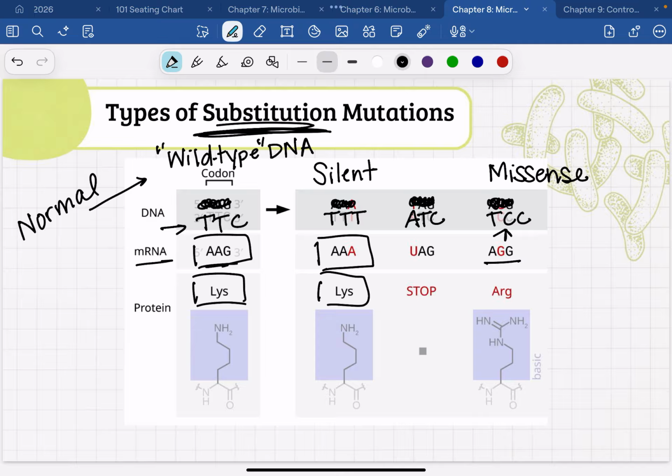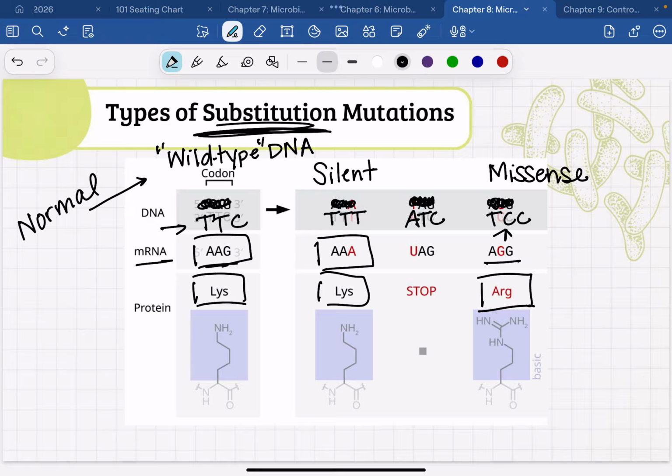And if you look up AGG on the genetic code, remember the genetic code is always meant for RNA, not DNA. So you're going to compare the RNA to the genetic code. If you look up AGG on the genetic code, it codes for the amino acid arginine. Arginine is different than lysine, right? That's a different amino acid. So the result of a missense mutation is one change in the DNA results in one change in the protein. We have changed what's supposed to be a lysine to what is now an arginine. We changed one amino acid.